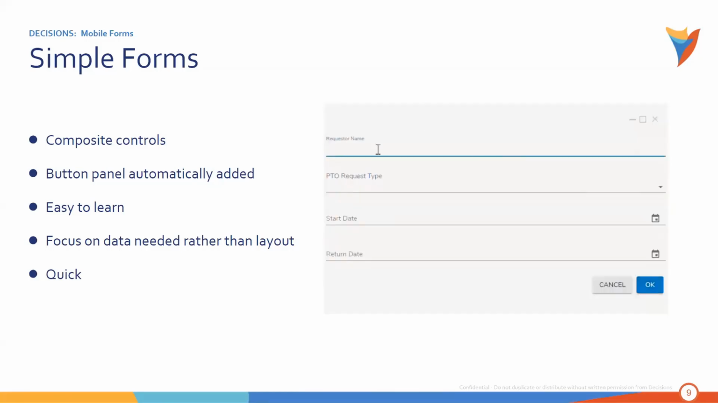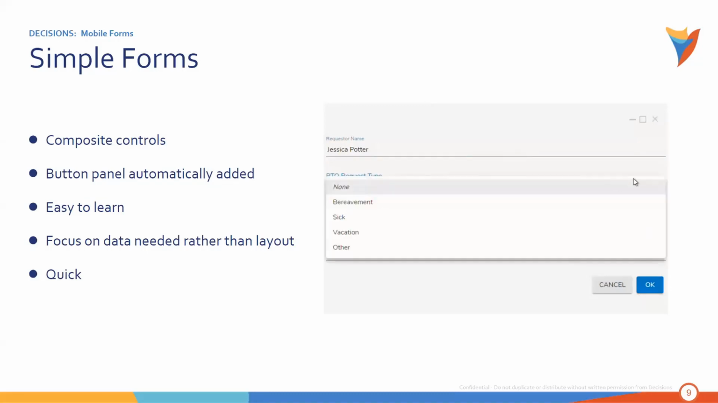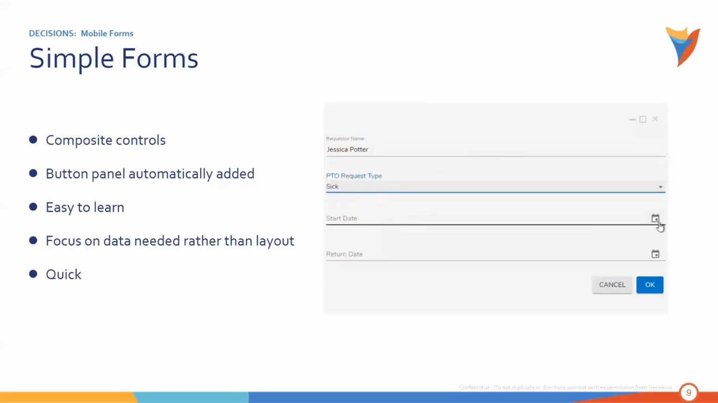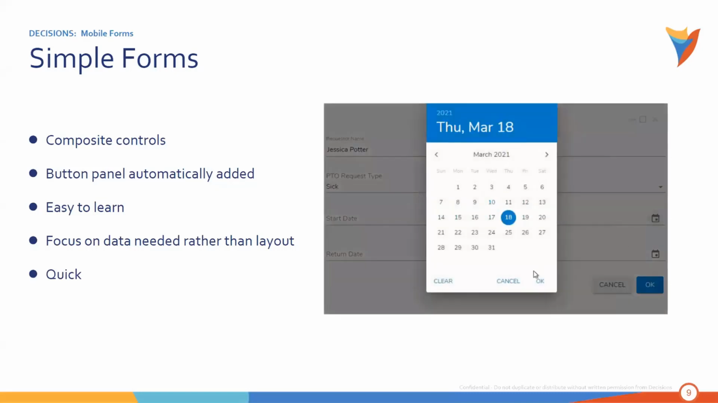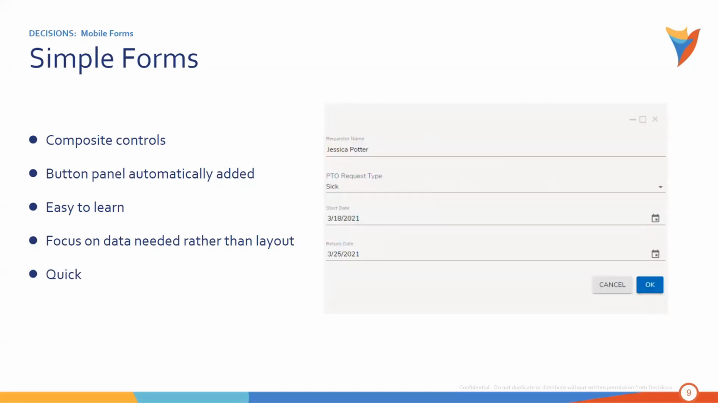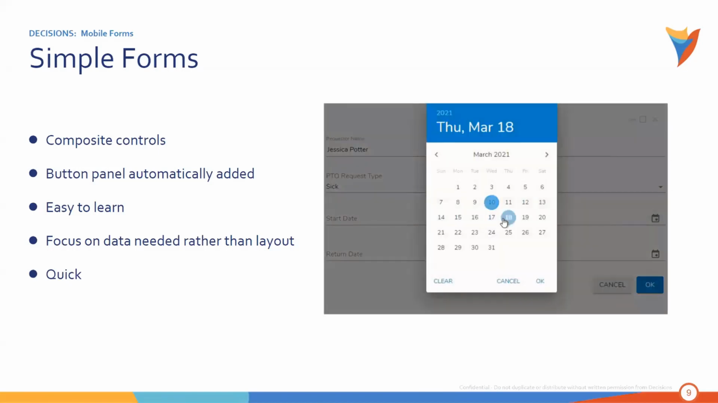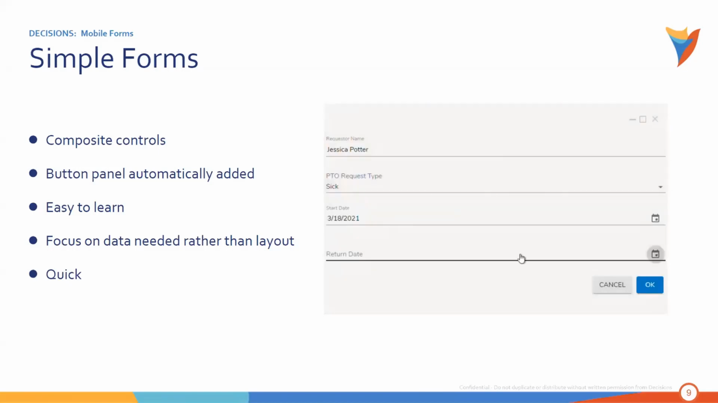But simple forms have a new set of controls called composite controls, and these are based entirely on the Material UI specification. And what that means is when you add a control, such as a text box, that control is going to be a combination of the data entry element and the label. And that's also going to include that natural dynamic method of shifting the label over top of the control.